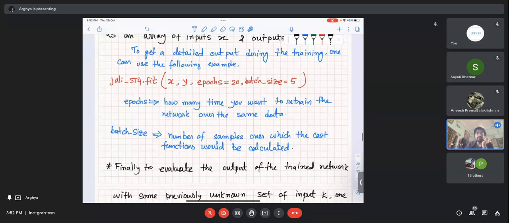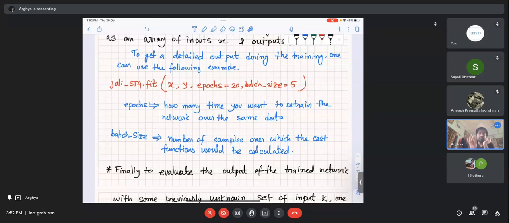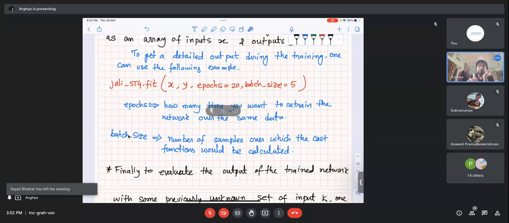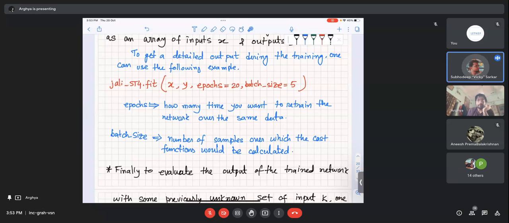These are mostly all the parameters that you need to run your first neural network, and in some sense this is mostly all that you need. Is it fine? Is there any question so far? I have one small question.